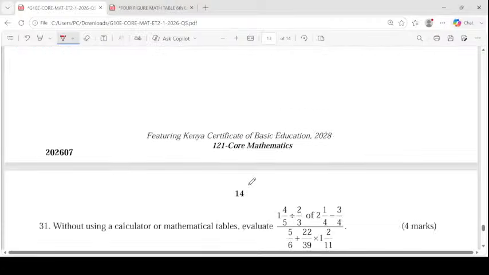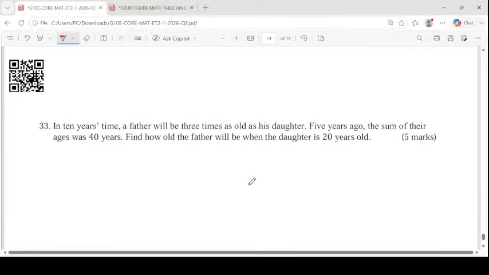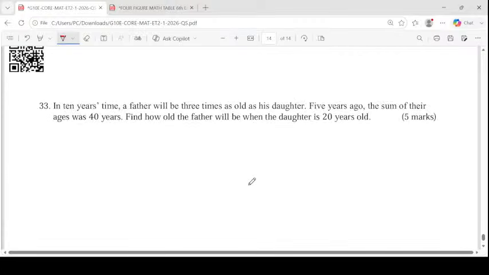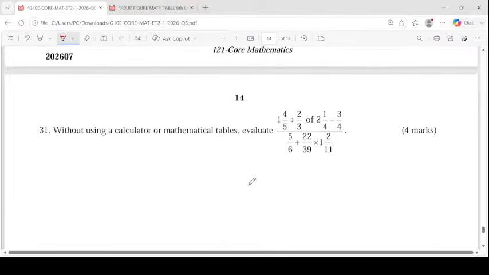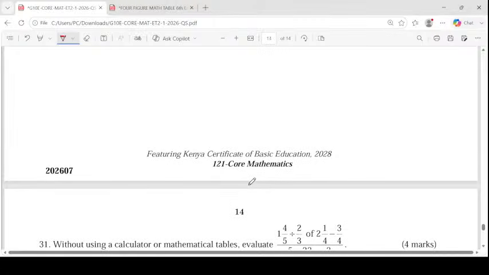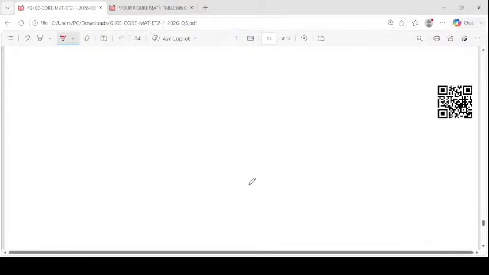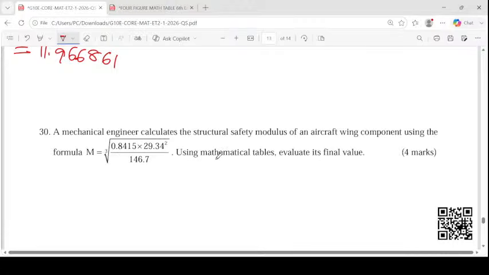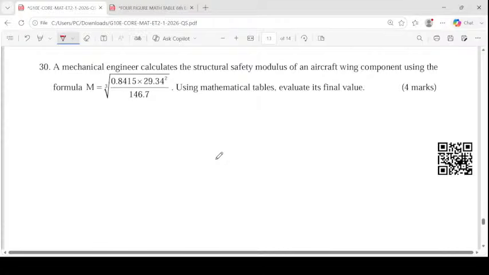I have that one, then this one. These ones here are simple, I think, but let's just do them. Just a moment, let me sort the network issues from my end in a minute, then we'll be back. But meanwhile, you can also attempt this question number 30, then drop your answer in the comment section.